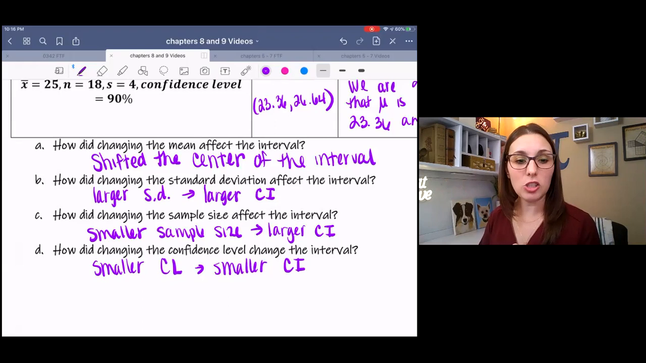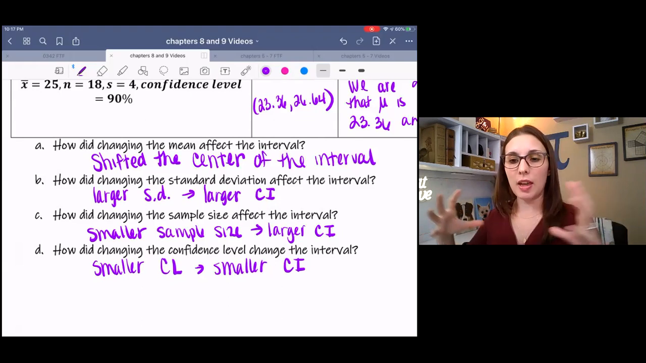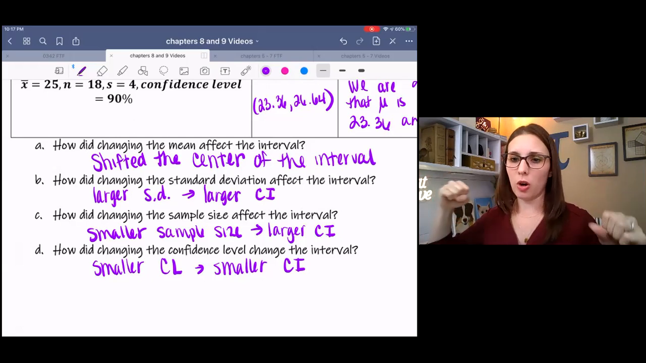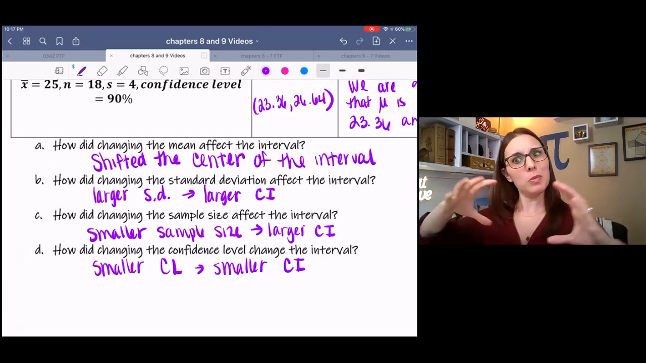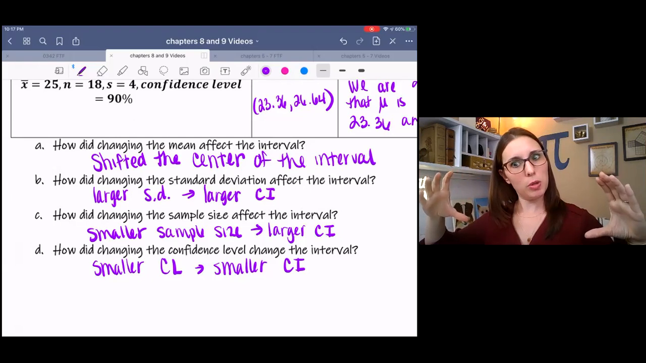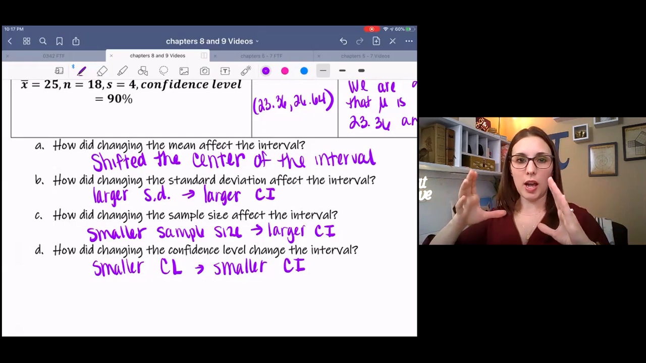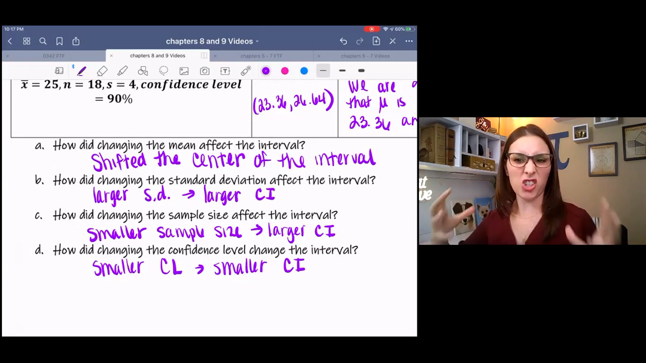And then lastly, how does a change in the confidence level change the interval? The smaller the level, so like 90%, the smaller the interval. So remember in the previous video, we had a confidence level of 99%. It made that interval wider because we're saying we are almost 100% confident. So we're going to make our range a little bit bigger so we're more positive that it's in there. If I say I'm 90% sure, then we can have a smaller interval because we're less sure.